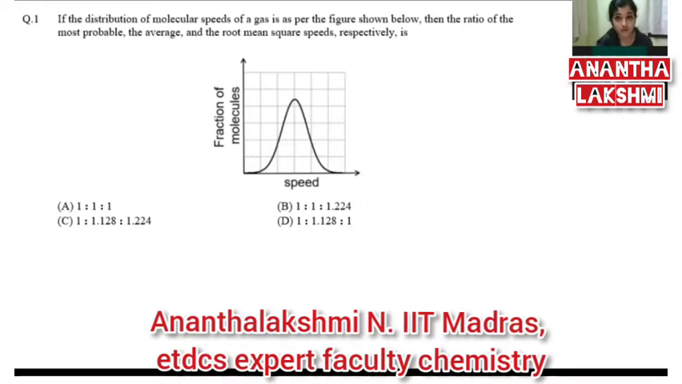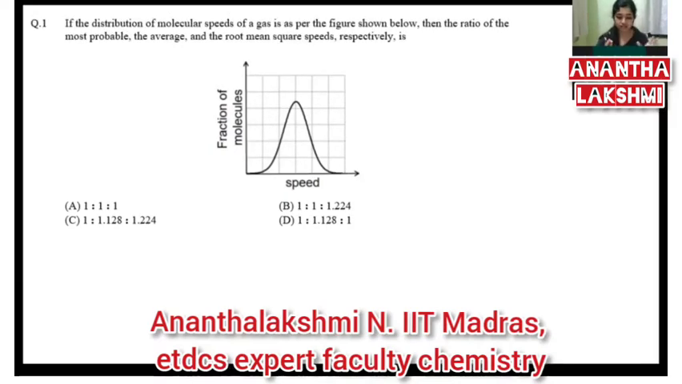If the distribution of molecular speeds of a gas is as shown in the figure, then the ratio of the most probable, the average, and the root mean square speeds respectively is. Okay, great. So basically in this question, they're asking you the ratio between the most probable, the average, and the root mean square speed. So you need to know what is meant by most probable, average, and root mean square speed. This thing we are actually studying in the gaseous state.